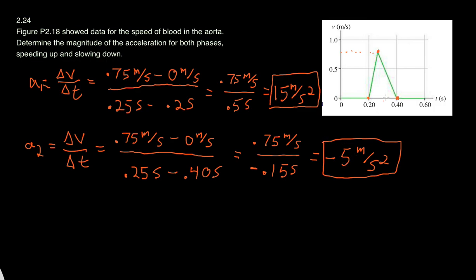And just by looking at the numbers, you can see that this section increases way more quickly than this section. So that means we have a bigger acceleration here than we do here, which makes sense. And that's problem 2.24.